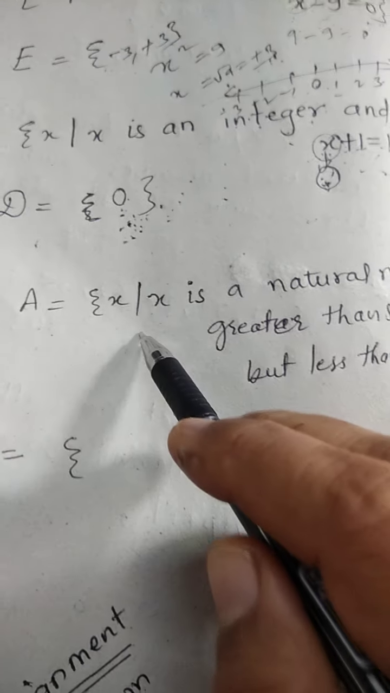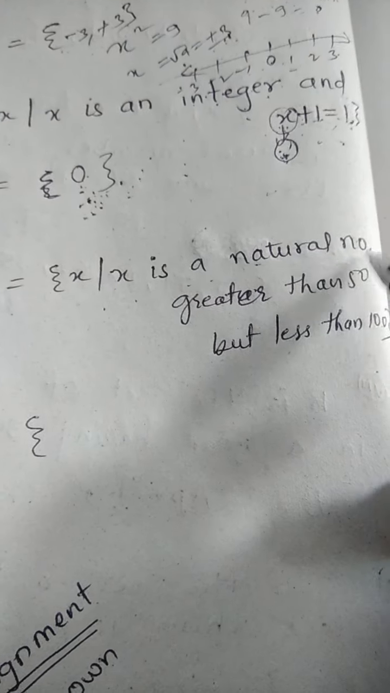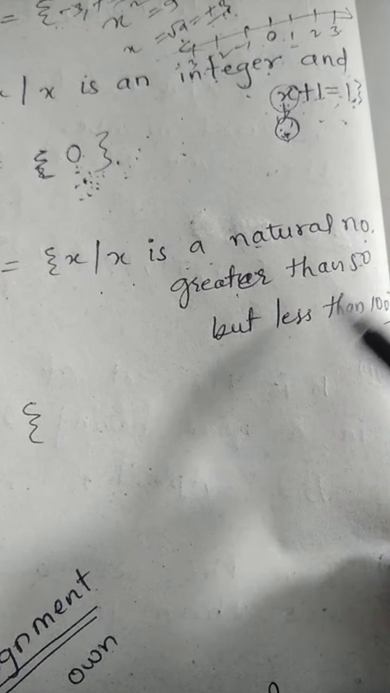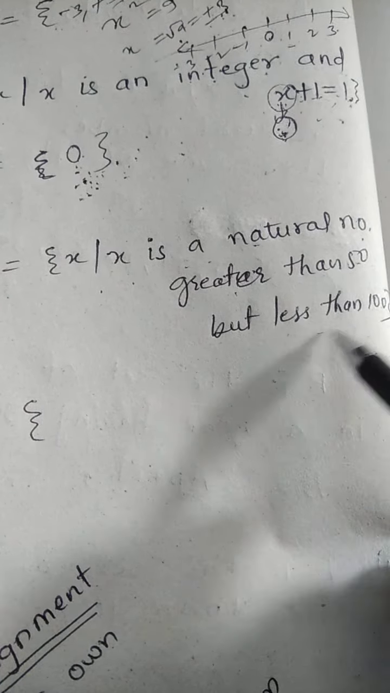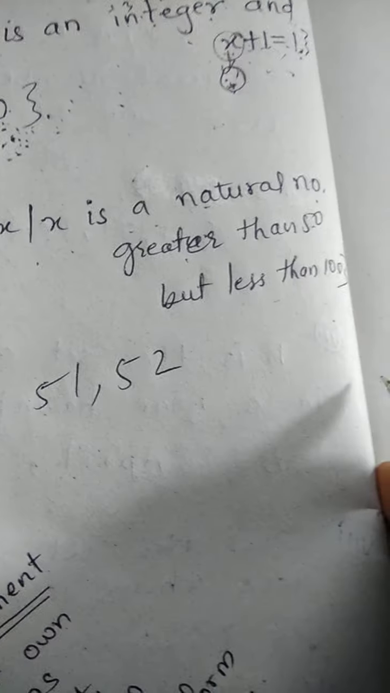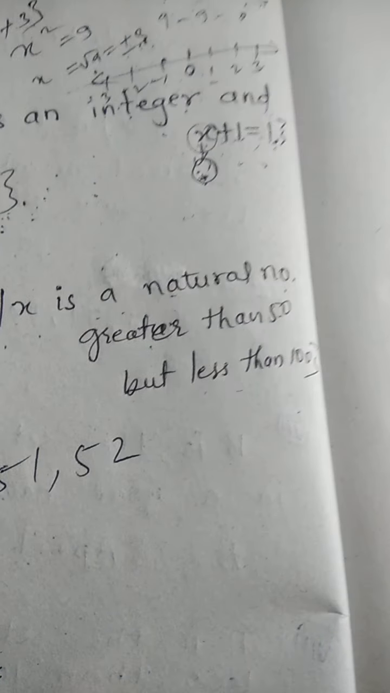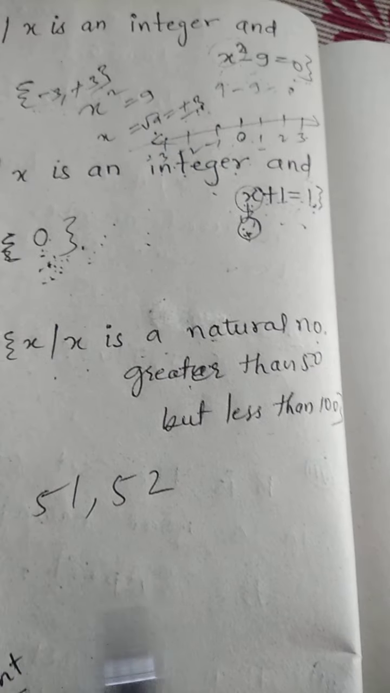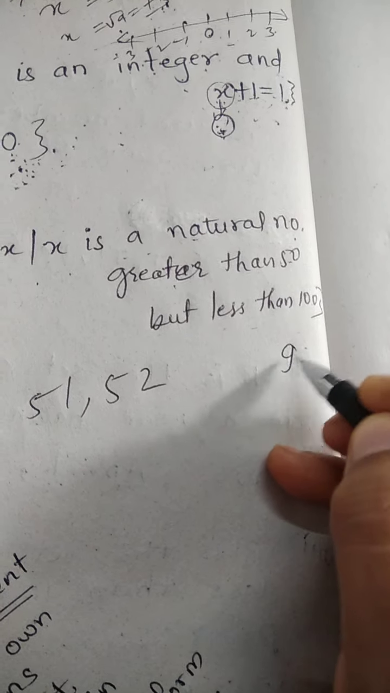Now come to the next question. x, where x is a natural number greater than 50 and less than 99. What are the natural numbers greater than 50? Very good. 51, 52, 53, 54, and less than 100 means 99. So do you think all the numbers you can write here? That much time we don't have, isn't it?